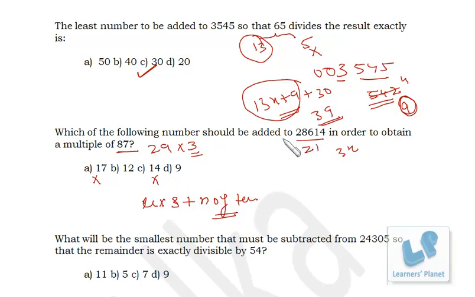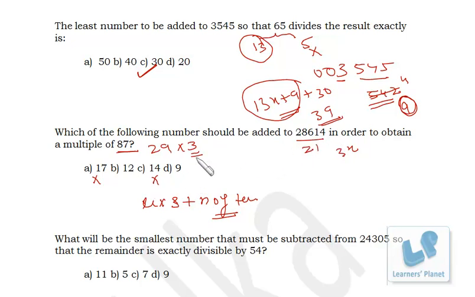Okay, so what I do, since now I am left with only two options, 12 and 9, I choose one of them and check whether it is divisible by 29 or not. If it is divisible by 29, then we will mark that as the answer, and if it is not divisible by 29, then obviously the left one is the answer, right?